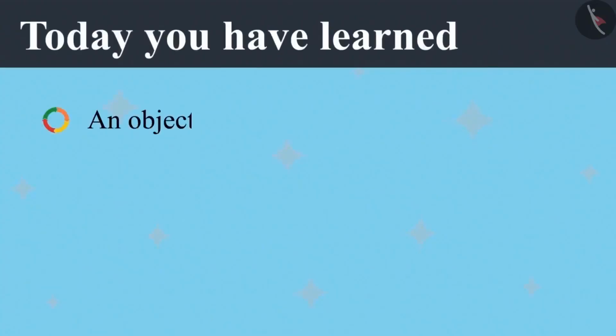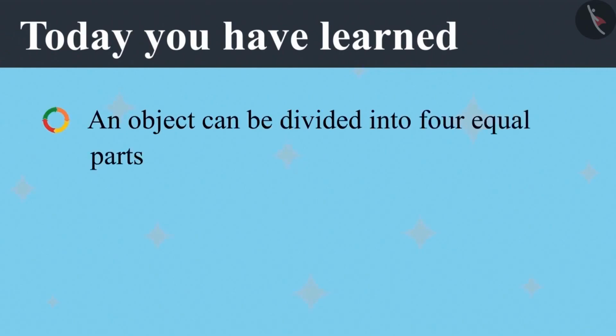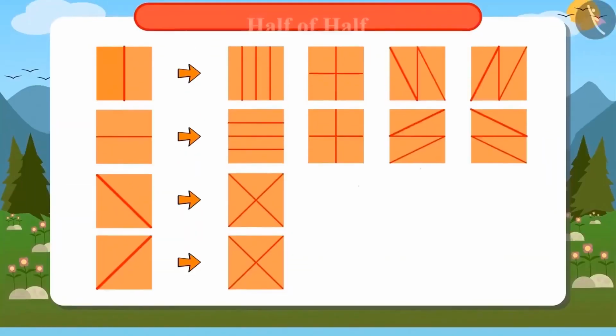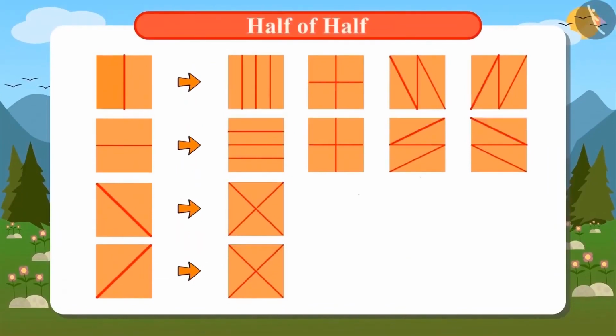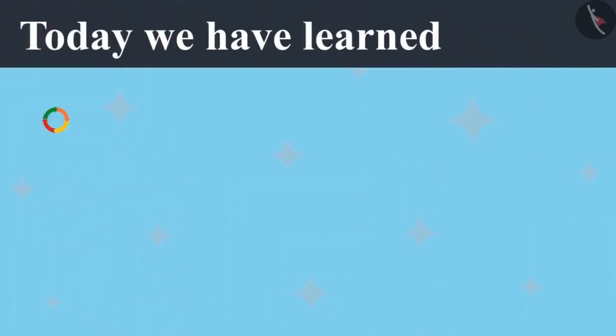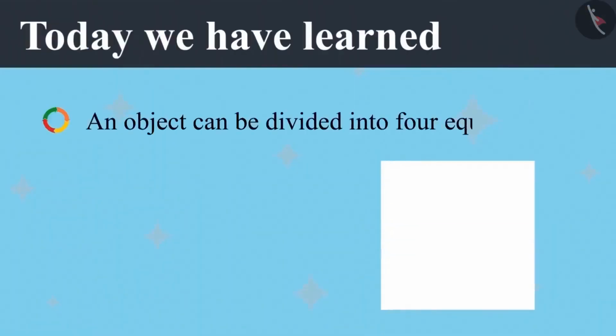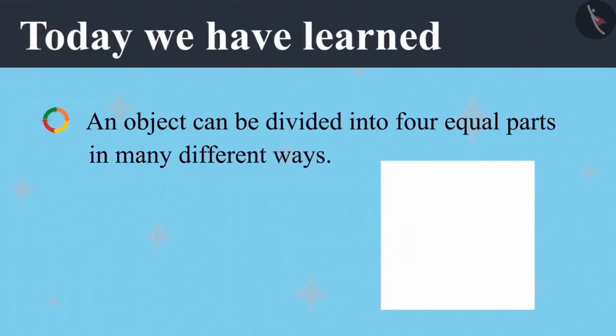Today you have learned an object can be divided into four equal parts in many different ways. Vandana divided a square-shaped figure into four 1/4 parts. You can also take a square-shaped paper and observe the number of ways you can find to divide it into four equal parts.